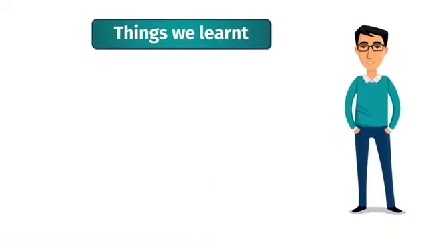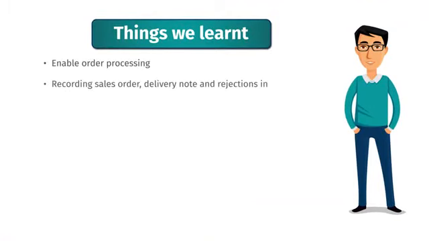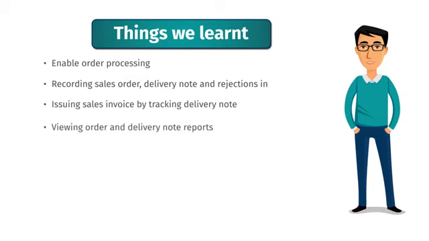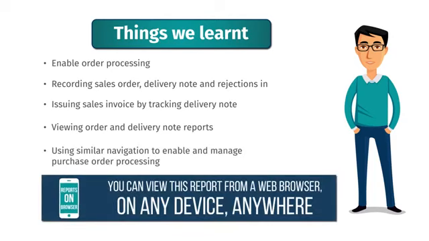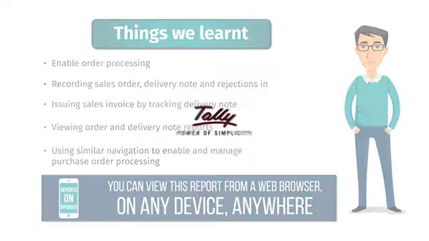Alright, a quick recap of things we learned in this session. Enabling order processing, recording sales order, delivery note and rejection in, issuing sales invoice by tracking delivery note, viewing order and delivery note reports, and using similar navigation to enable and manage purchase order processing. With our latest Tally ERP 9, you can access order reports from a web browser on any device, anywhere.